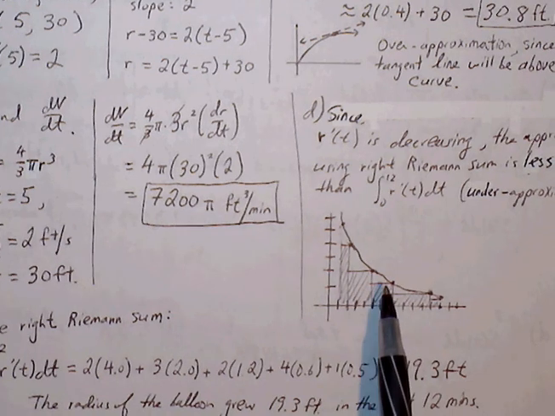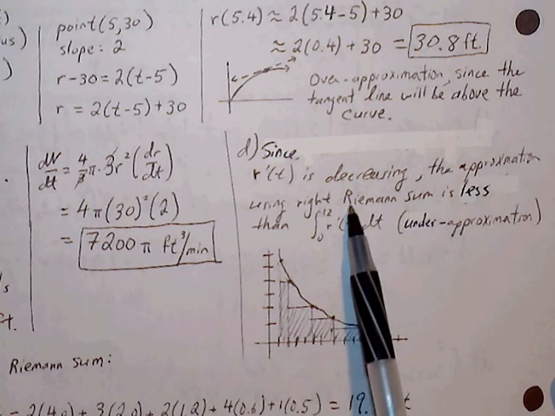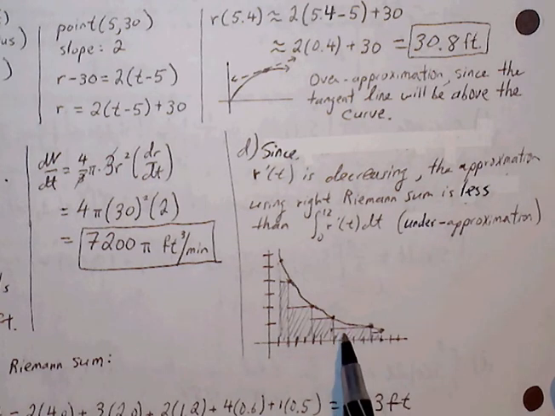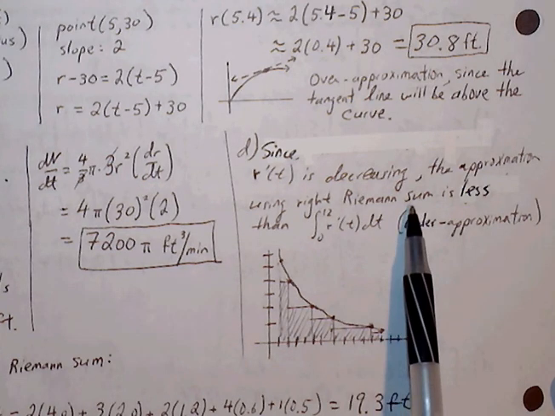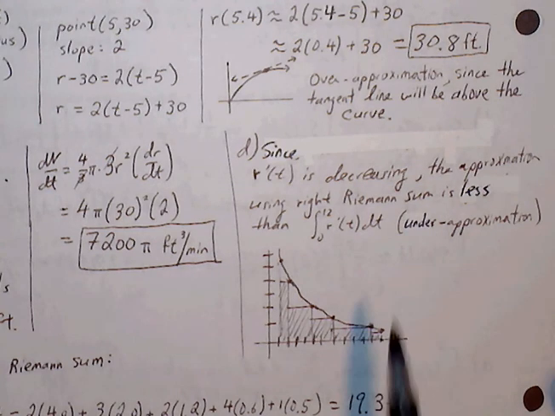So because of that, since r prime is decreasing and we're using right Riemann sum approximation, visually you can tell to convince yourself, and we know that this will be an under approximation from the actual area under this curve.